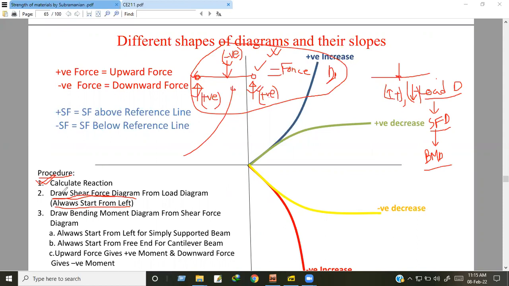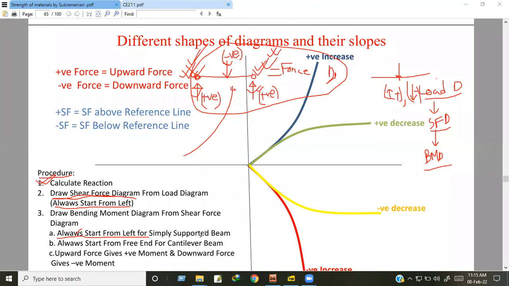Now to draw a shear force diagram, always start from the left. This is the left portion of the beam, and this is the right portion. We always start from this left portion. Now we draw the bending moment diagram from the shear force diagram. It always starts from the left.